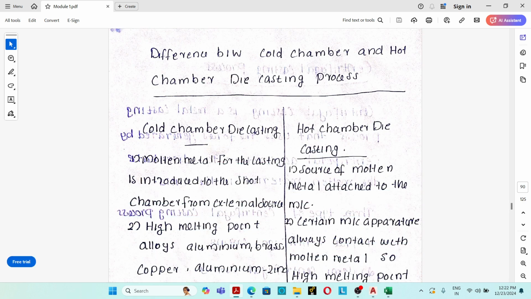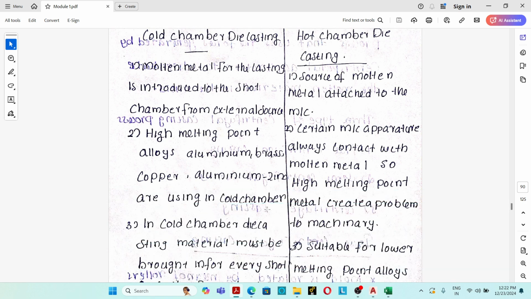So, the difference between cold chamber and hot chamber die casting process. This is very important. There is a chance that this may be asked in a university question: compare cold chamber die casting and hot chamber die casting process. So what's the difference between the cold chamber and hot chamber die casting process?